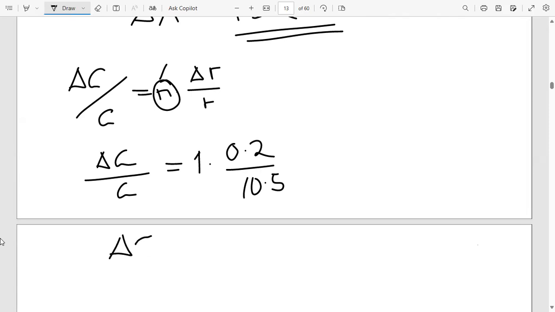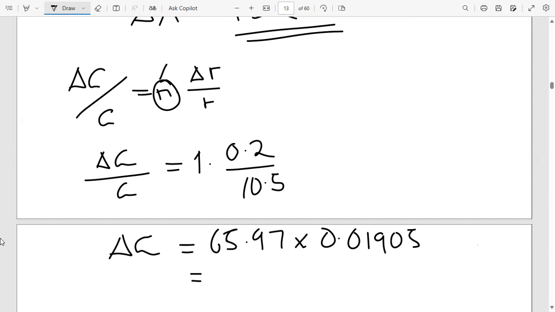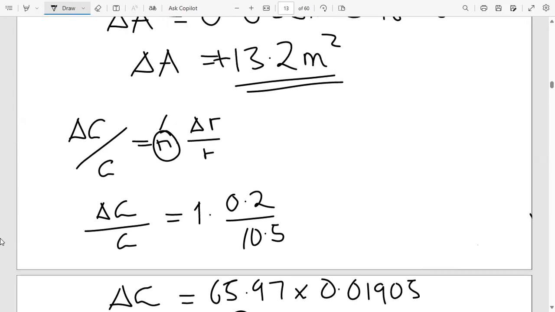Now I'm going to remain with uncertainty in C equal to 65.97, which is the circumference, multiplied by 0.01905, giving us an uncertainty of 1.26 meters. Okay, so that is the uncertainty in our circumference, just like that. And our uncertainty in area is 13.2, just like that.